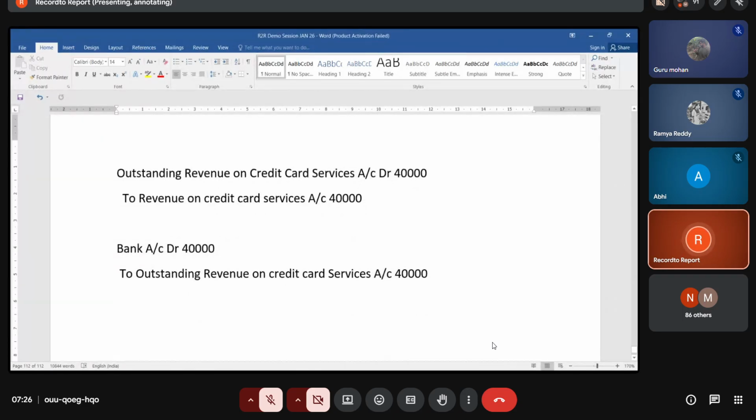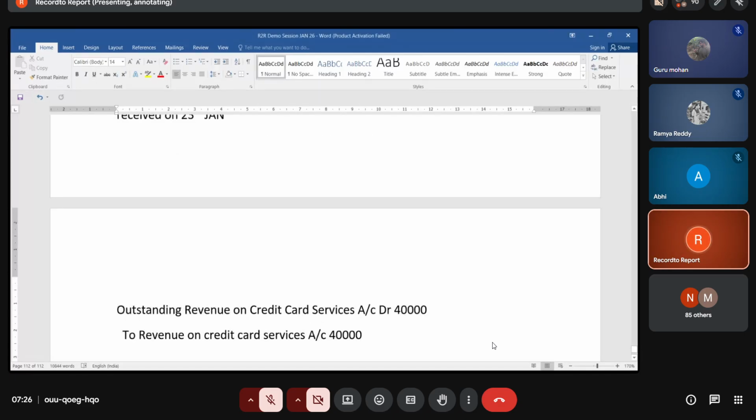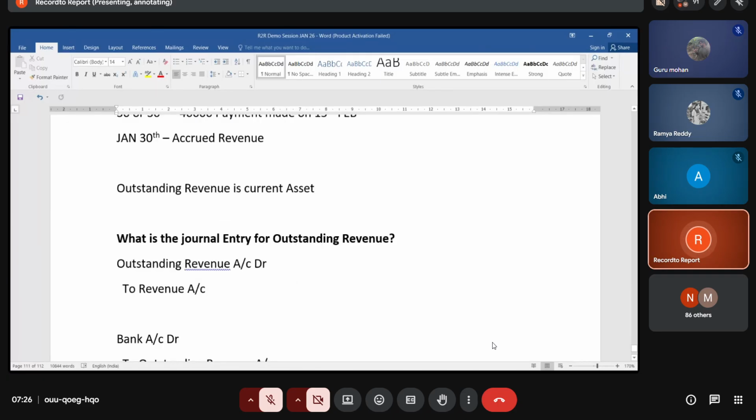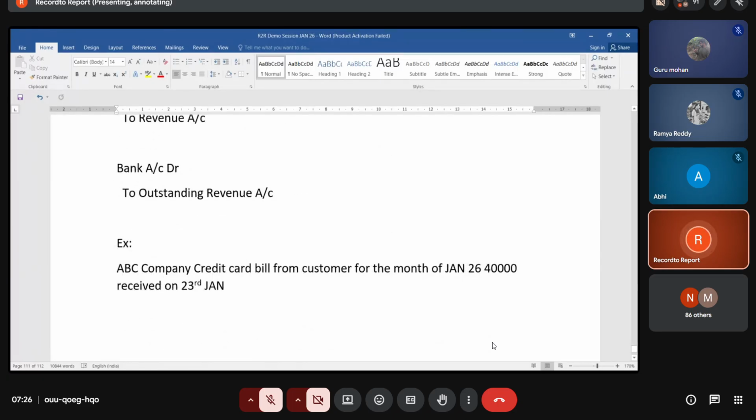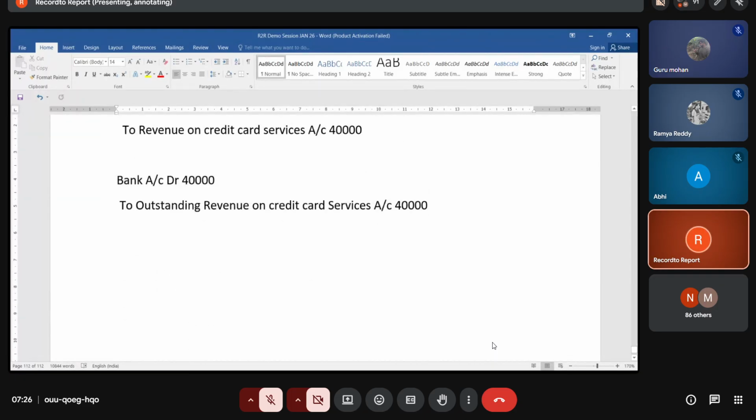Now let's see what the various scenarios are that correlate to this topic, the various scenarios for bad debts. So correlated to this particular topic, bad debts. What is the meaning of bad debts?